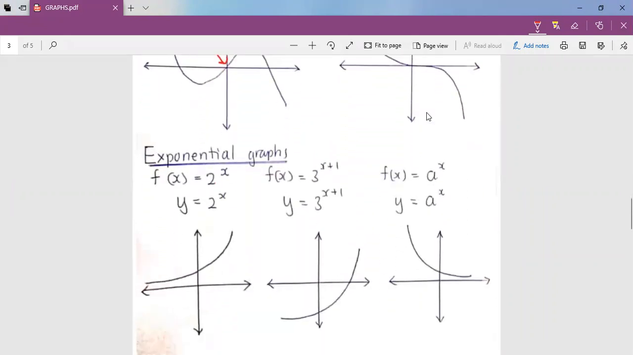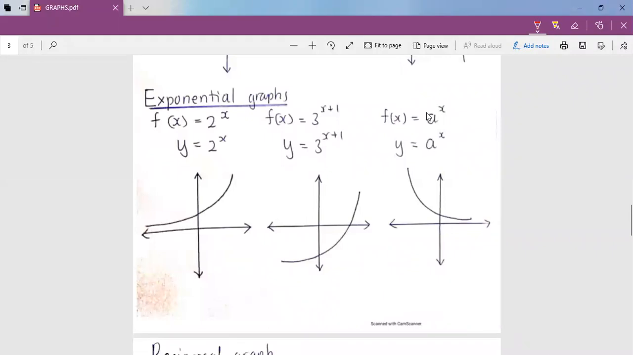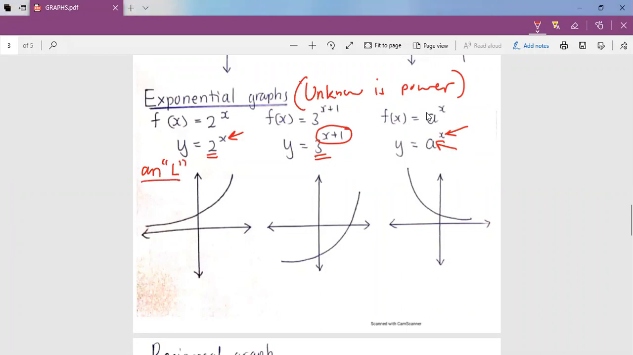Then we go to the exponential graph here. As we said, for an exponential graph, the unknown is a power. So the base will be a number, and then the power will be the x, or the base will be a number and the power will have x and something else, right? So here, a stands for any number, and x stands for the unknown. These are the natures of the graphs. The graph looks like an L. The nature of the graph looks like an L.